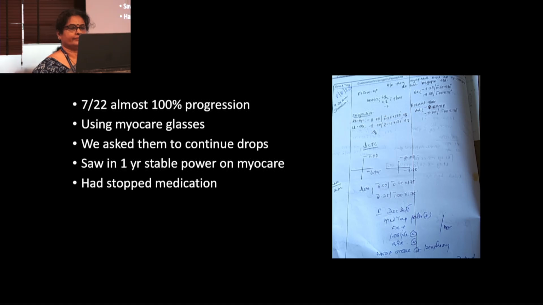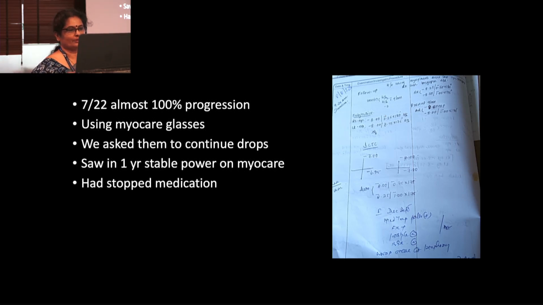And in 2022 you can see the progression. It has become -8. That is after that COVID time. So they came in 7/2022. This is in 2023, and they were using Myopia glasses by that time. They already came with Myopia glasses, and we asked them to continue the drops also. And now maybe it won't grow more. It is like -8 in both eyes.